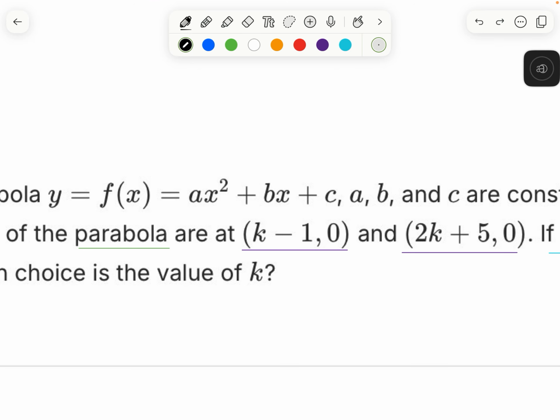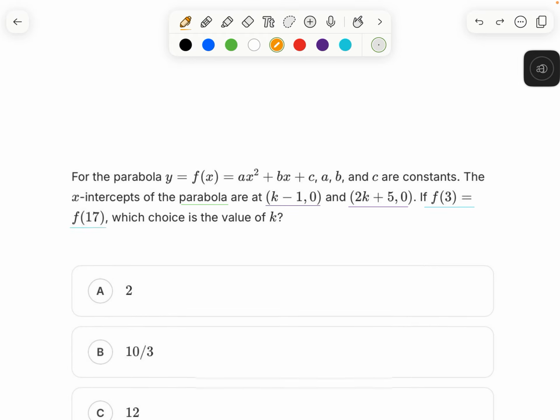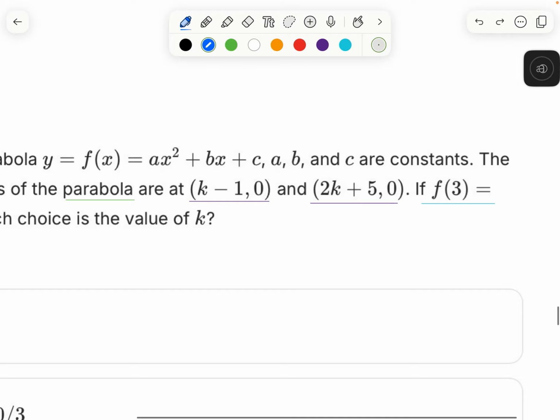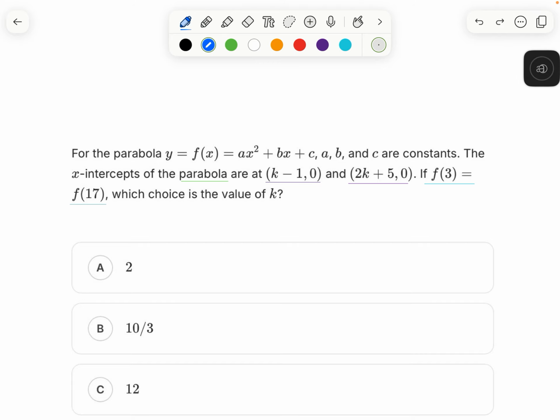Because you see, this function has a lot of constants, a, b, and c, and you usually don't want to deal with constants when you're in SAT math, especially when you're only given this much info. So how do you find the value of k then, if you can't find f of x in the first place?